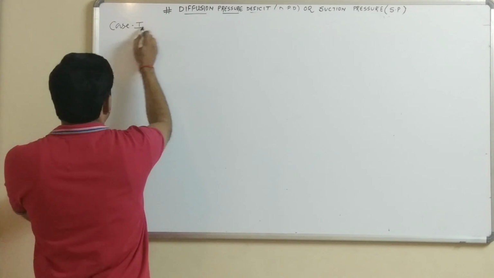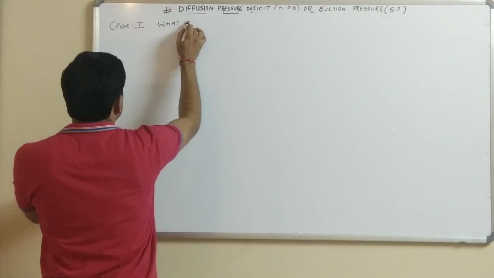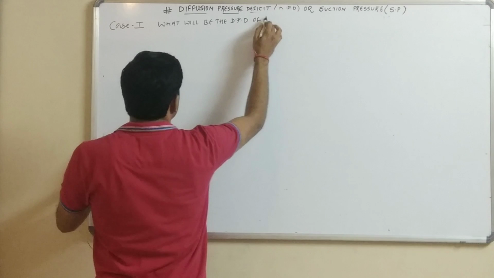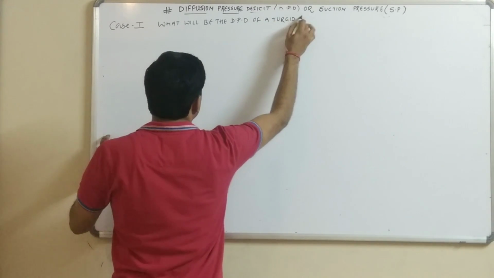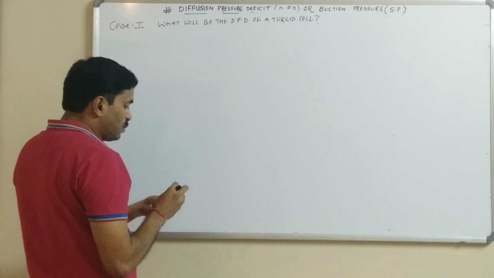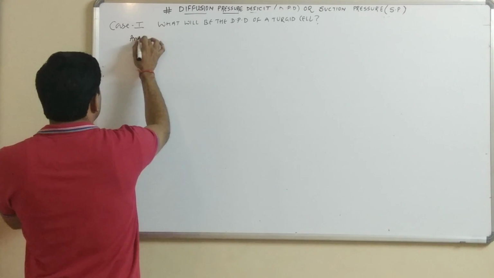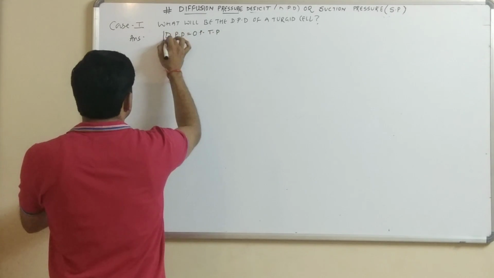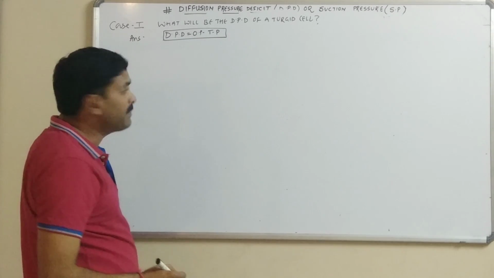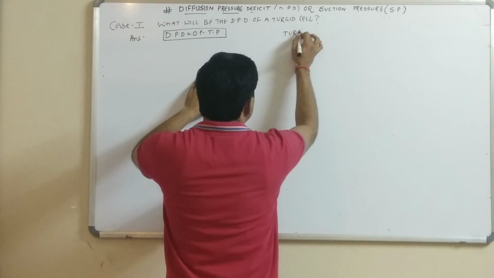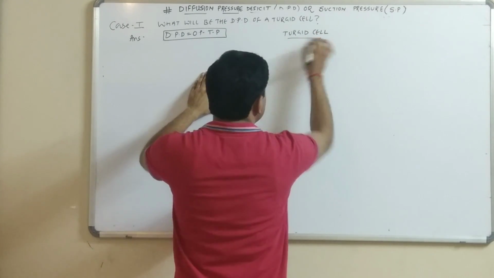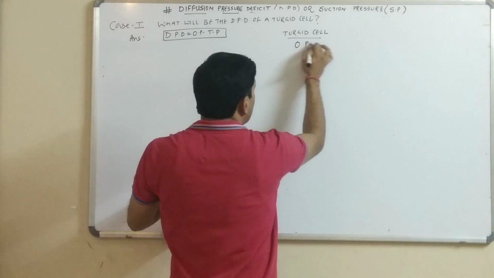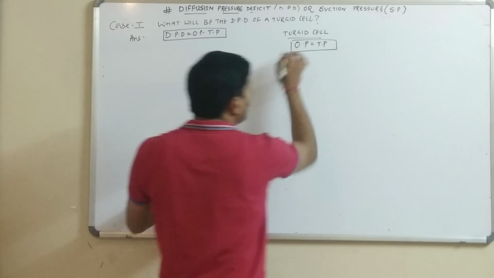Case study number 1. What will be the DPD of a turgid cell? We know very well that DPD is equal to OP minus TP. Now a turgid cell is a cell in which water has entered. We have just now studied that in a turgid cell OP is equal to TP.